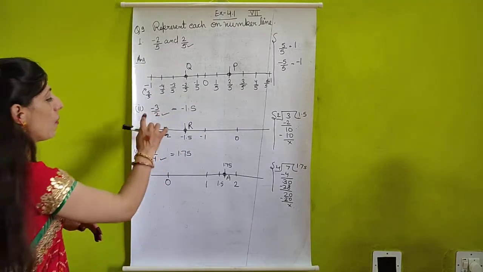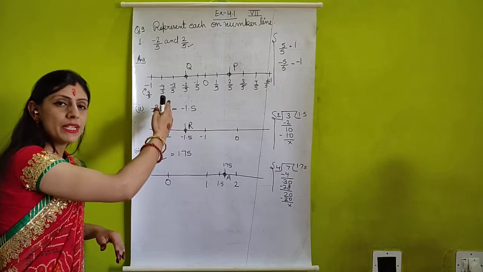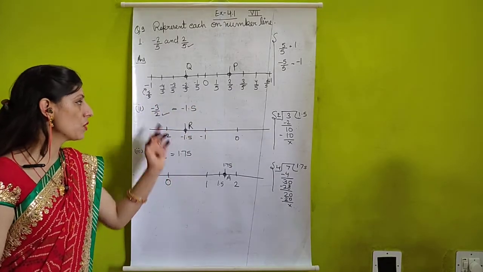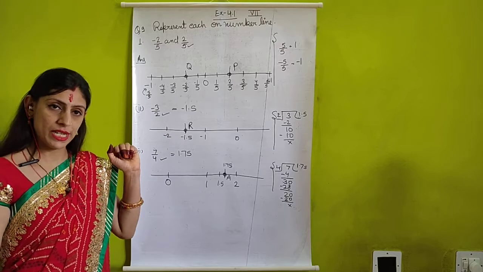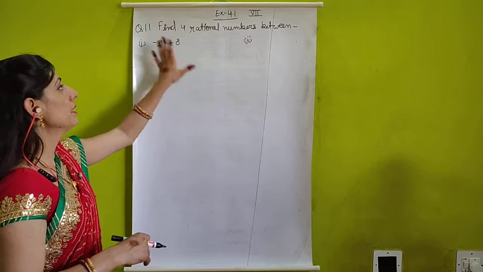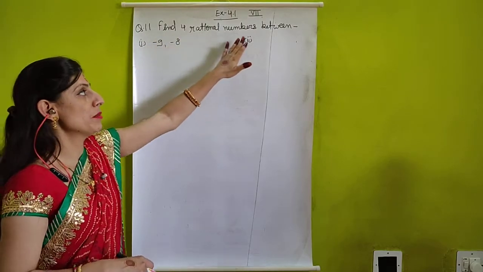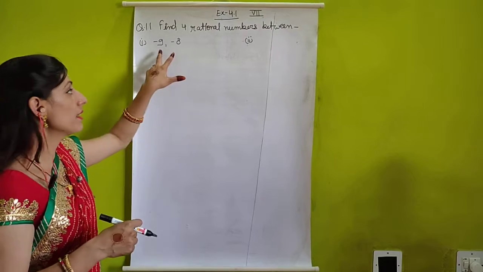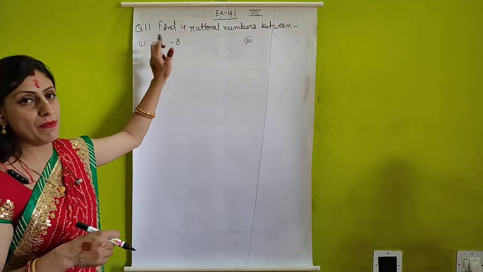But when the denominator is smaller than the numerator, by doing the division, you can find the position of the given rational number. Okay students? Now question number 11. This is to find four rational numbers between the given rational numbers minus 9 and minus 8.